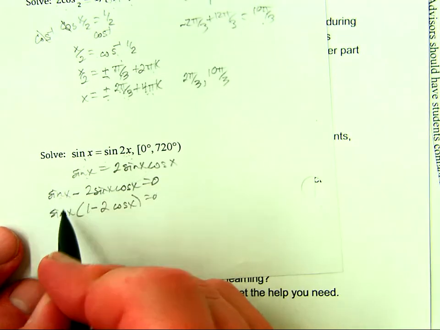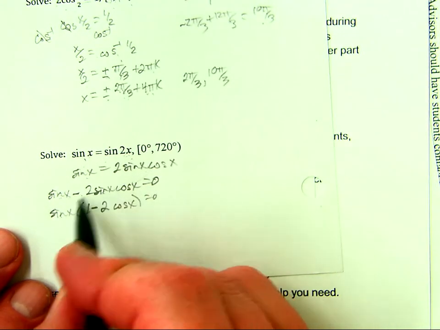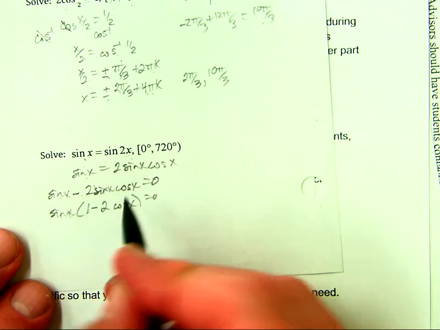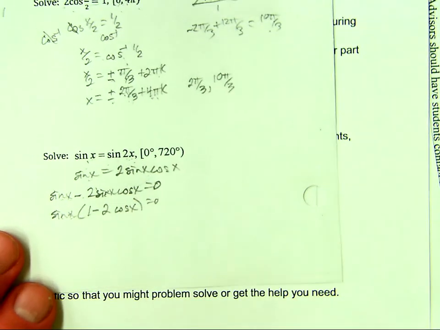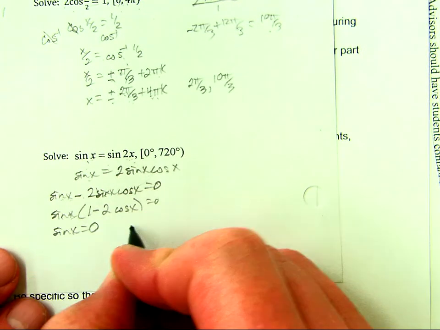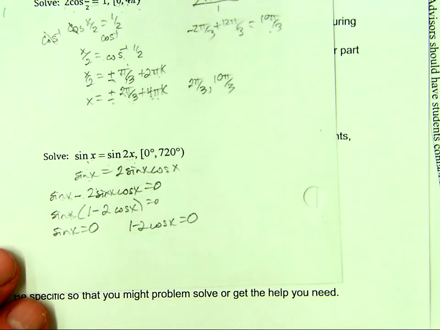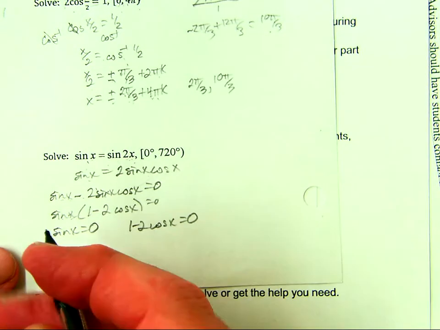So here, sine divided by sine is 1. A negative 2 sine x cosine x divided by sine gets rid of the sine x, negative 2 cosine x. There's our two factors. Now we set each one of them equal to 0. Sine x equals 0. 1 minus 2 cosine x equals 0. Now we're going to do each one separately.